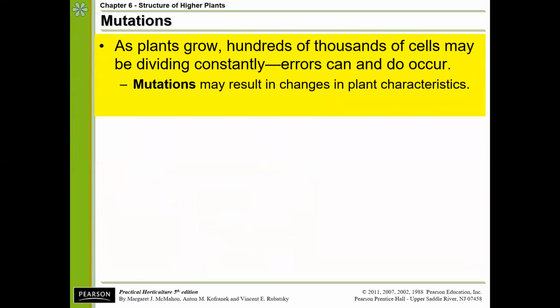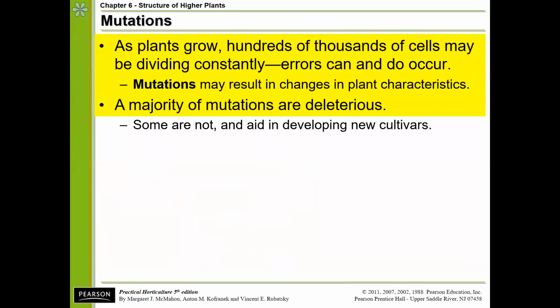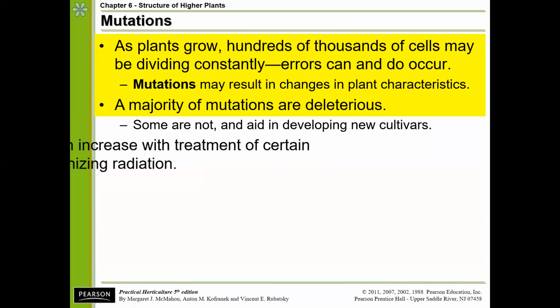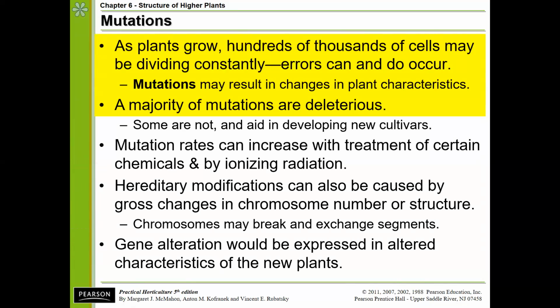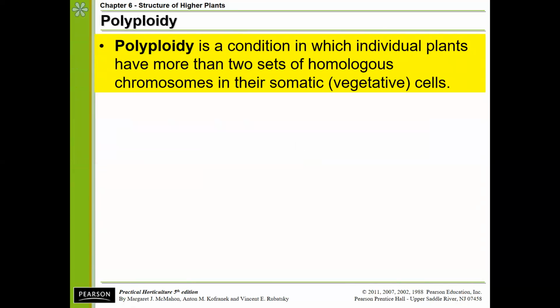As plants grow, there can be errors, of course, because there are so many different cells dividing all the time. So there are transcription errors that can cause mutations in plants. The majority of these mutations are negative. They do not positively affect plants, although some of them can be good and some can actually create kind of evolutionary differences in plants. Different alterations can make cool new features of plants.